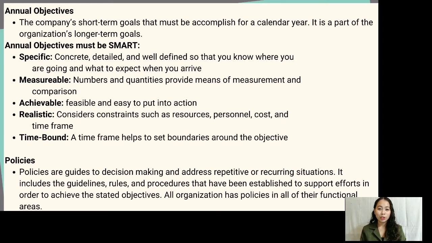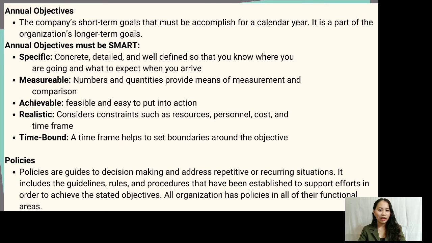And of course, we should never forget the policies, or the guides to decision making, which address the repetitive or reoccurring situations inside the organization. It includes the guidelines, rules, and procedures that have been established to support efforts in order to achieve the stated objectives. All organizations have policies in all of their functional areas. Why? Because it helps them to stay grounded to their objectives and goals.